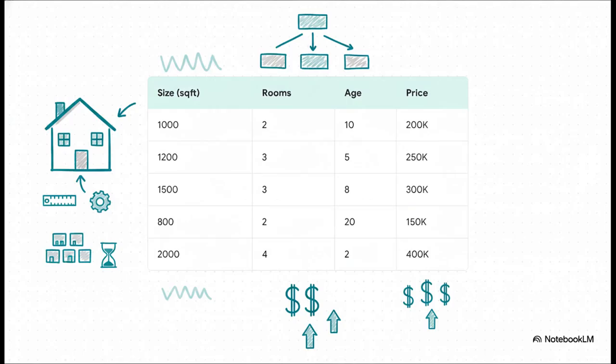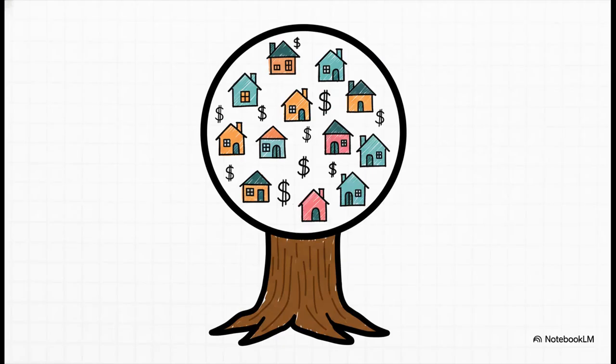Let's use a really simple data set here to build our intuition. Imagine we're real estate gurus trying to predict house prices. We've got 3 features to work with: the size, the number of rooms, and the age of the house. Our mission is to create a set of rules to predict that final price. So at the very beginning, all of our houses are just thrown into one big pile. We call this the root node.